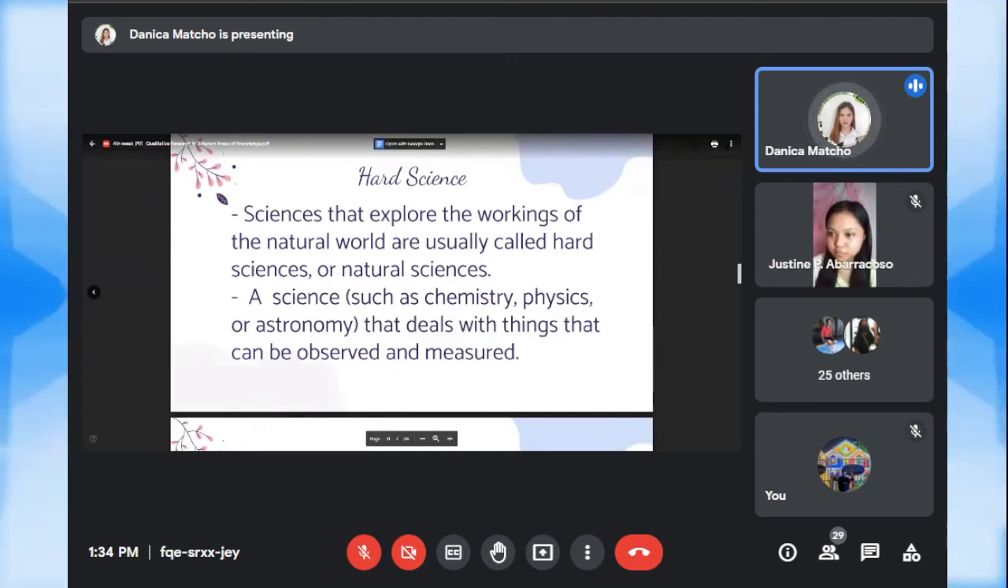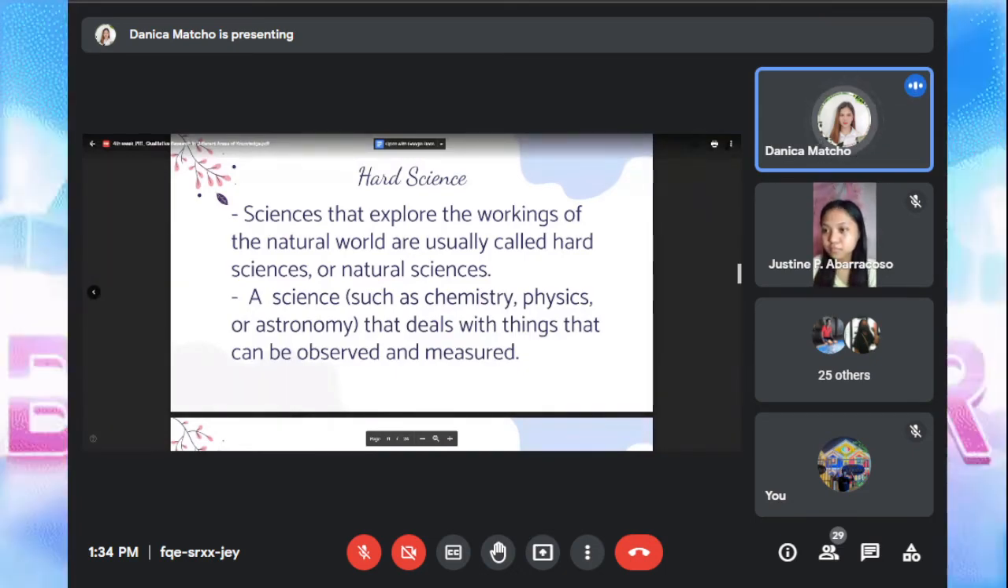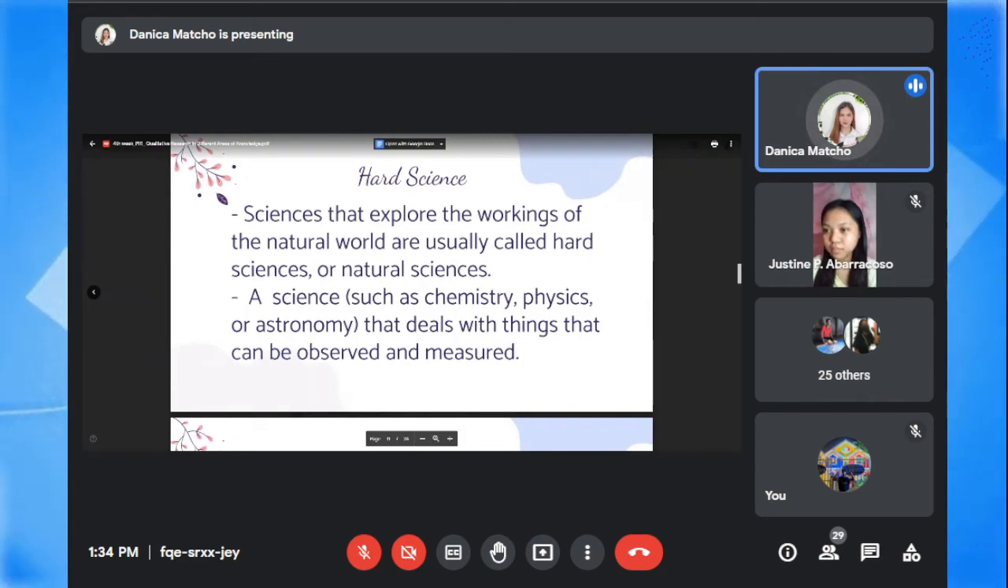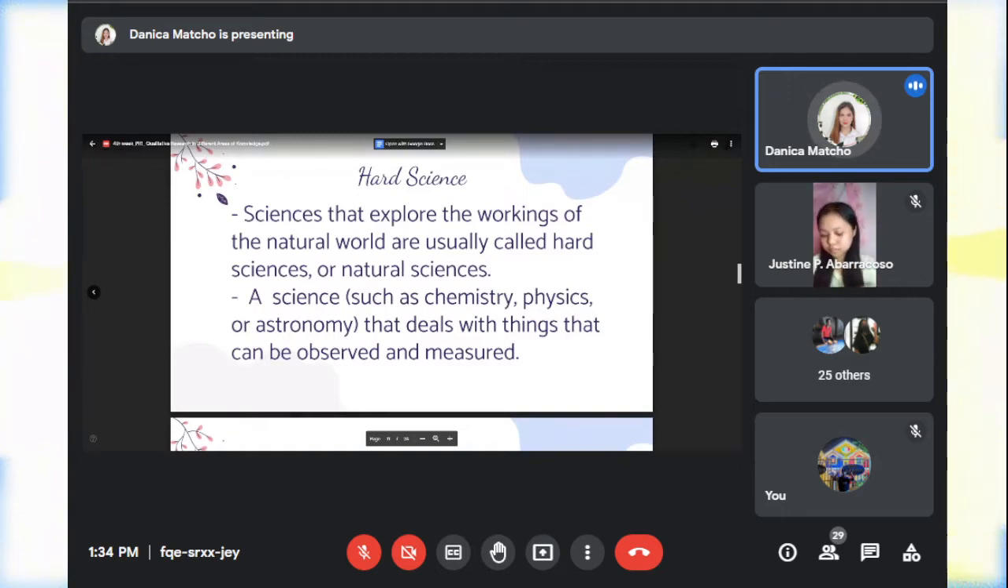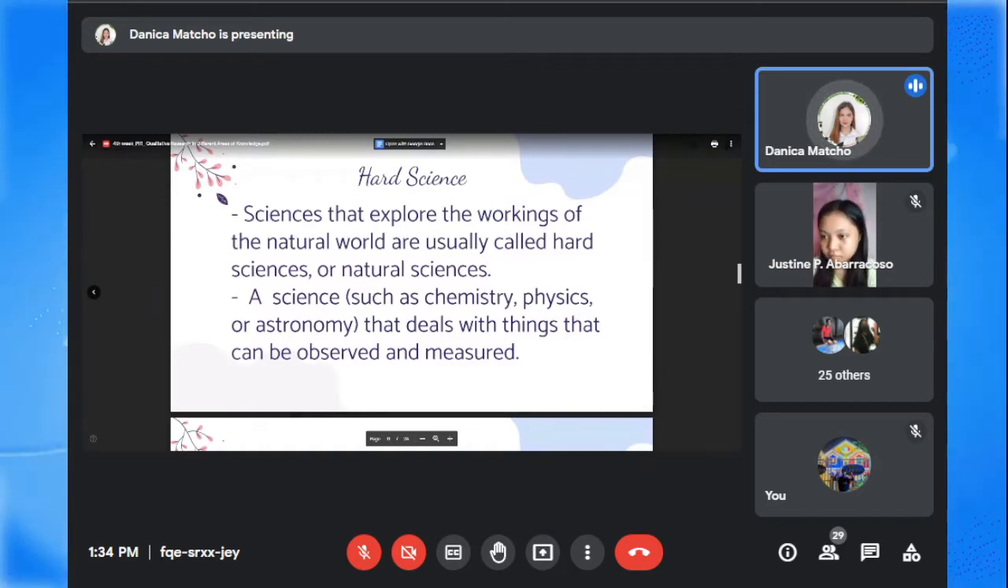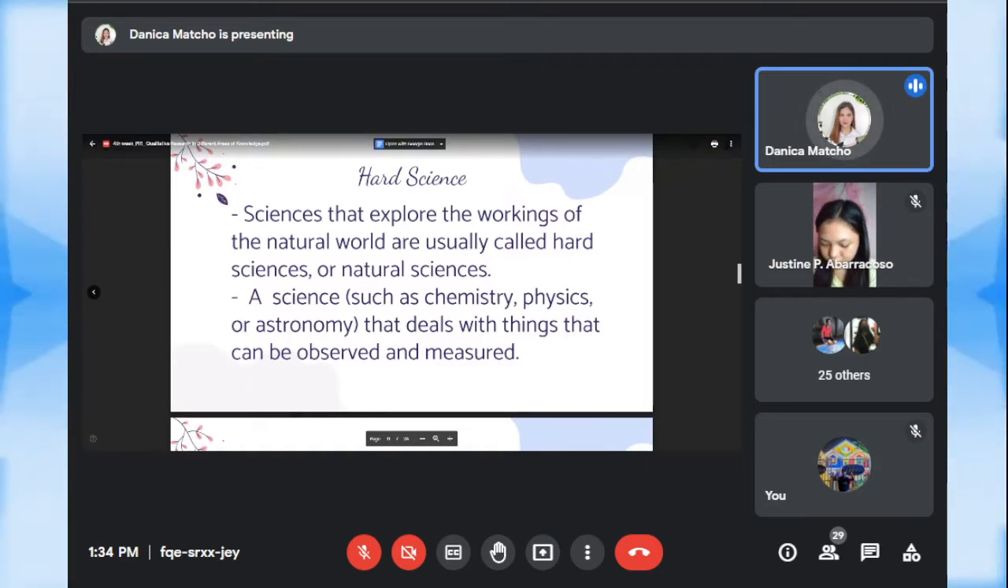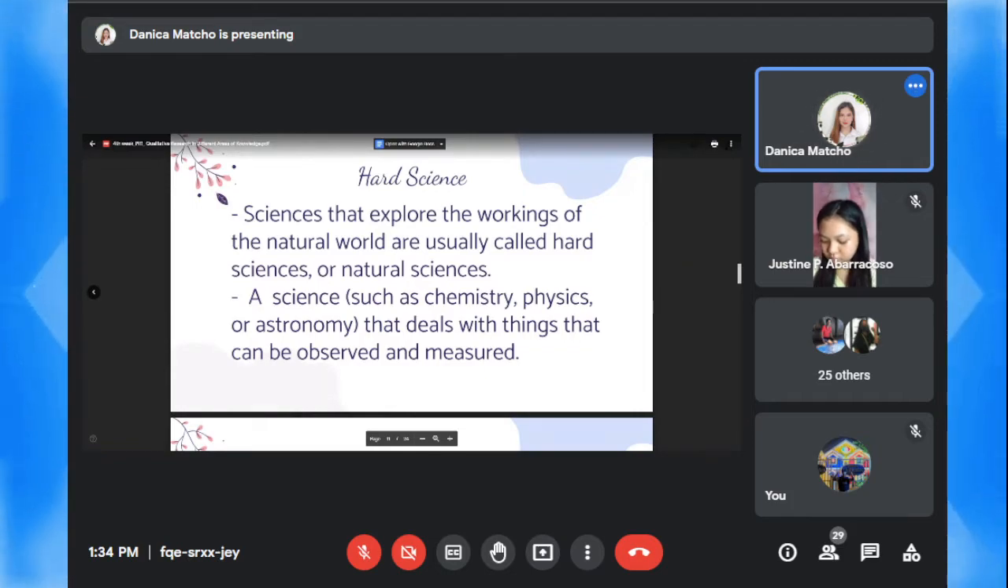One more thing that you need to remember here in hard sciences, we are dealing with things that can be observed or things that can be measured. Or let's simply put, in hard science, we are dealing with tangible things. Are we clear? At kapag sinabi nating tangible, what does it mean?